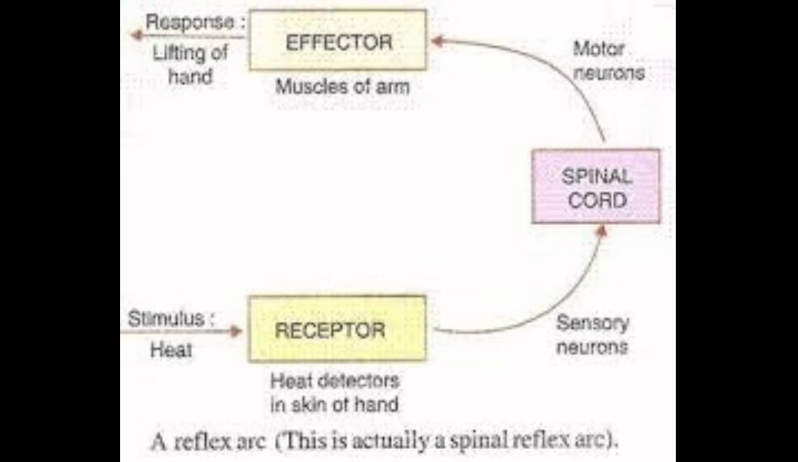Here the stimulus, that is heat, can be detected by our skin. So our skin is like a receptor. Then the messages are passing to the spinal cord. From the spinal cord, the messages are passing to the effector. The effector is the muscles of the arm. And after that we are giving the response as lifting of the hand.